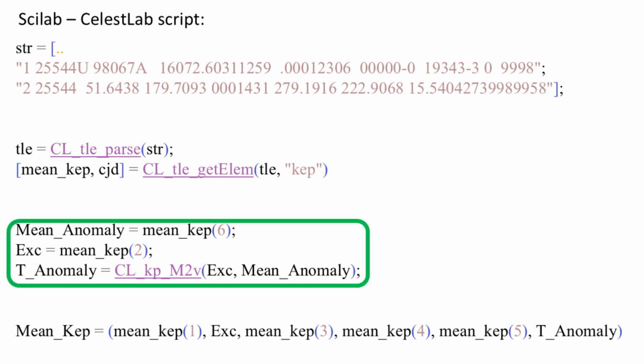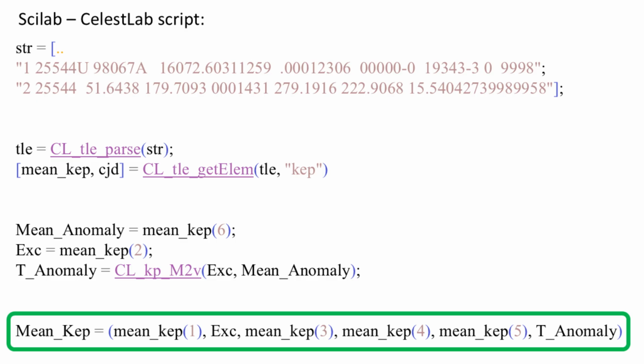If you prefer the true anomaly instead of the mean anomaly, just convert the mean anomaly using the CelestLab conversion function. Finally, we arrange the Keplerian elements into a vector called mean_kep. It contains semi-major axis, eccentricity, inclination, argument of perigee, right ascension of the ascending node, and true anomaly.